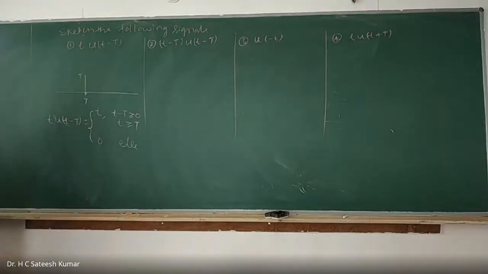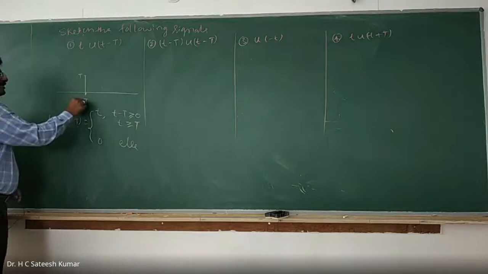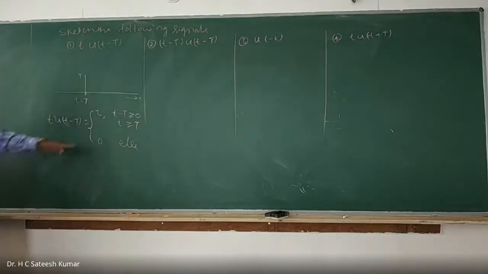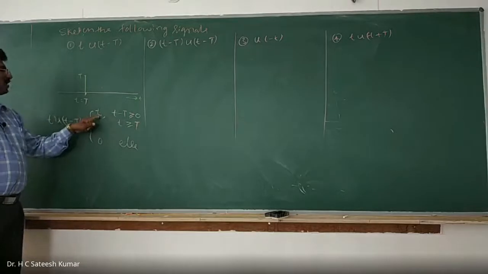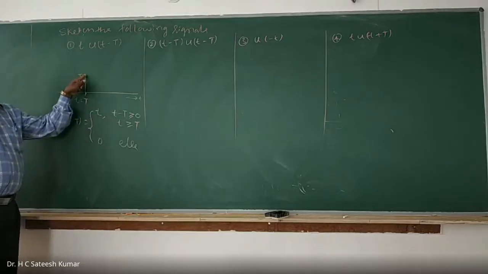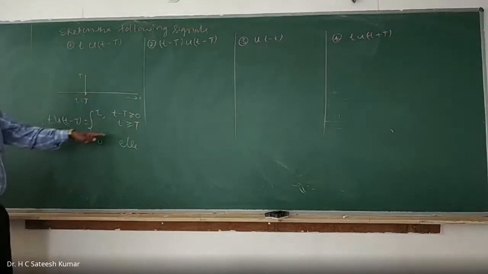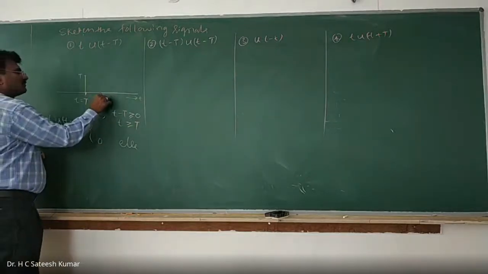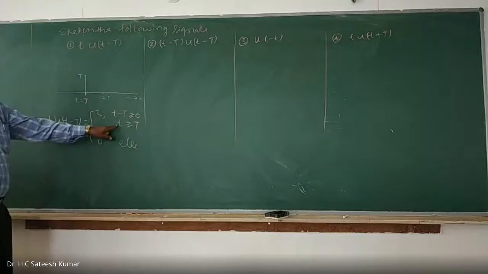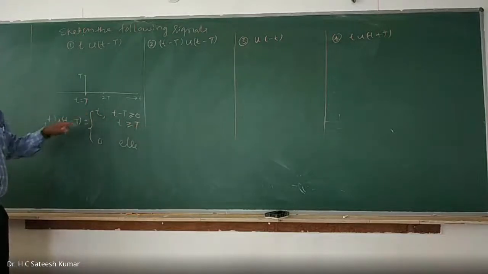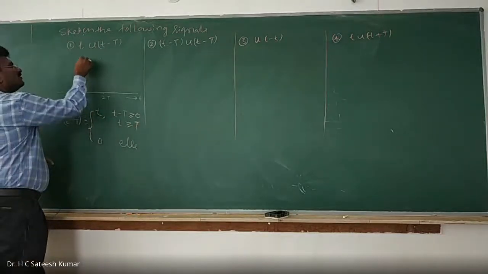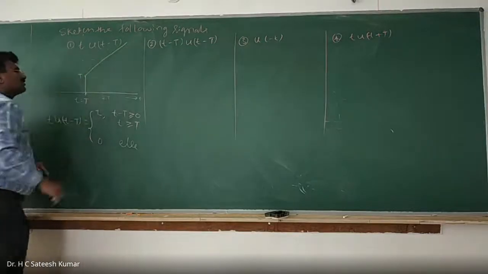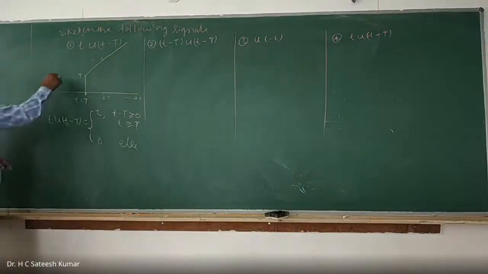At t equal to T. This is the small t axis. At t equal to T, this small t becomes equal to what? Capital T. Next, at t equal to, let us say, 2T, when t is equal to 2T, this amplitude will become 2T. Like this it will go. So this is the sketch of your function.